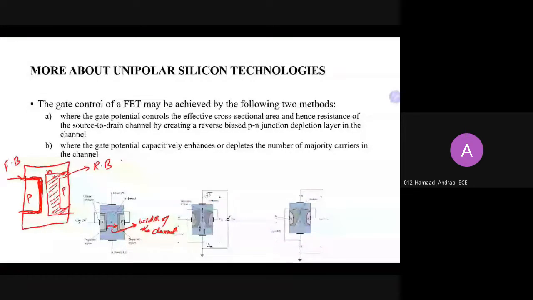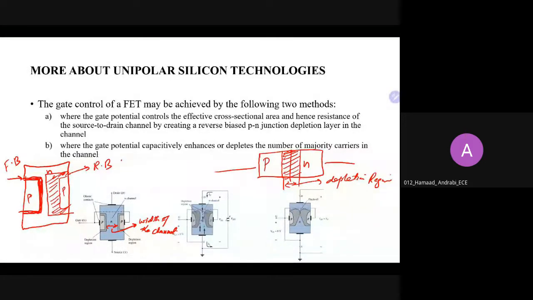Depletion region is always formed when you have a p-type semiconductor in contact with n-type semiconductor. If you remember the p-n junction, you have p and n in a diode. Then the intersection between p and n forms a depletion region.